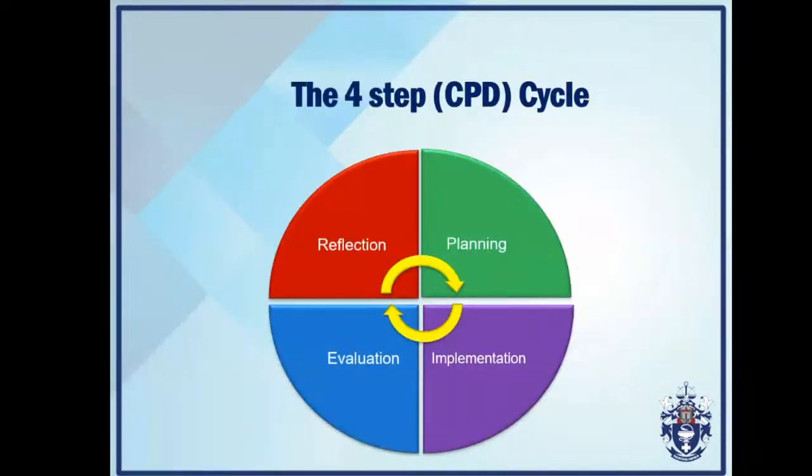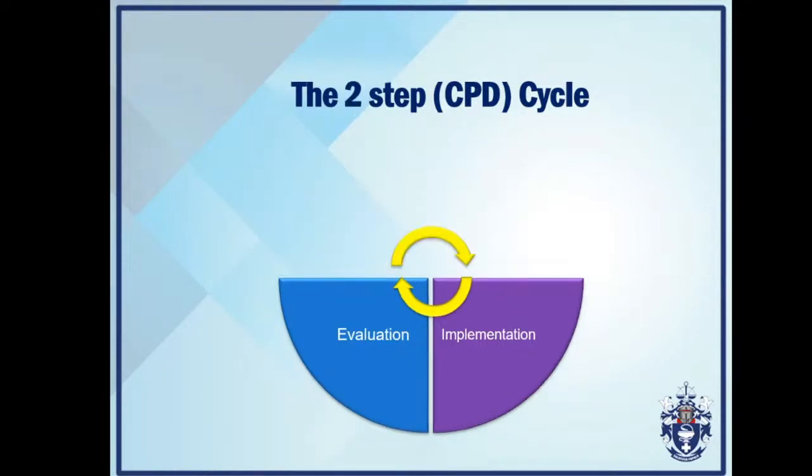So the 4-step cycle is the reflection step, the planning, the evaluation, and the implementation step. This is the cycle that was there all the time. People who have been tutors before, I'm sure you are familiar with this one. And then Council has recently introduced the 2-step cycle, which is just the evaluation and the implementation step. And this one is a quick one.